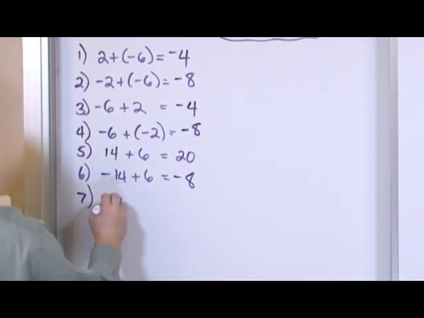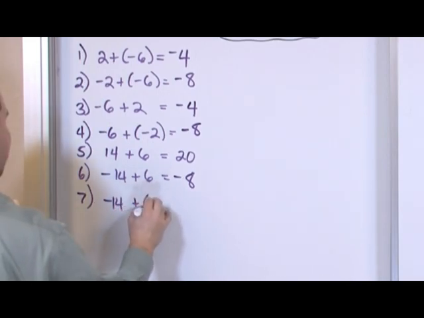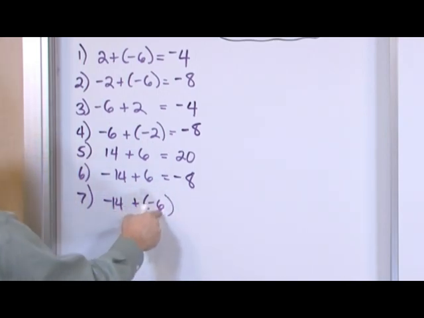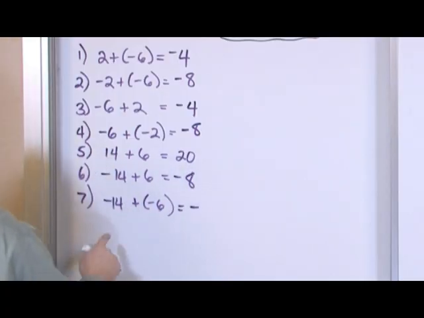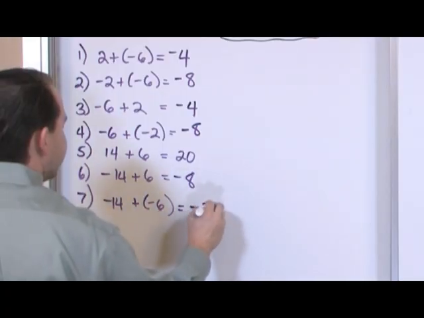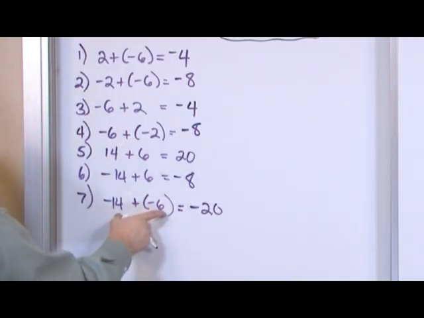Negative 14 plus negative 6. Negative plus negative is always going to give me negative. 14 plus 6 is going to be 20. So when they're the same sign, I always add the absolute values, and the result always keeps the sign of what I was adding.